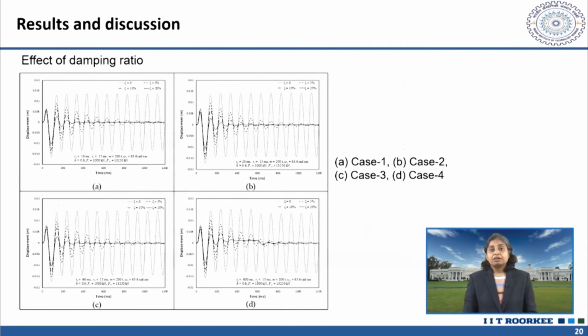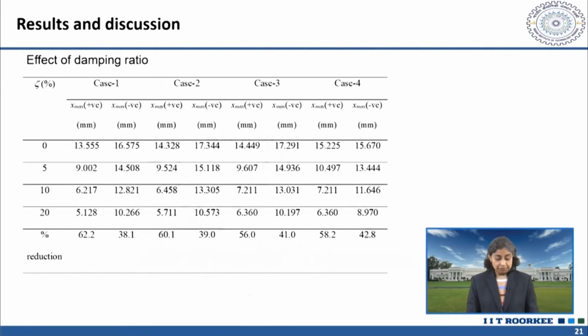Then, coming to the effect of damping ratio on the time displacement history, we all know that for an undamped system, that is when the damping ratio is equal to 0, we get the maximum displacement, and as the damping ratio increases, the displacement will keep on reducing, and the same thing is observed for all the 4 cases. Let us take a look at the quantitative part of this parameter.